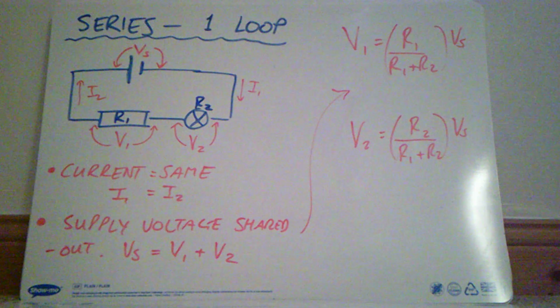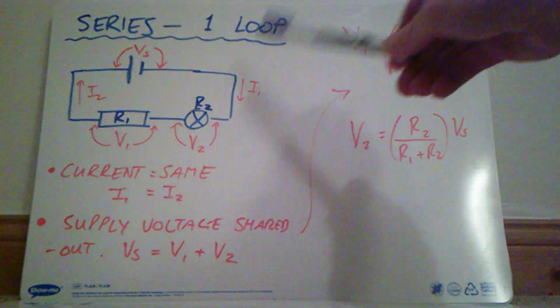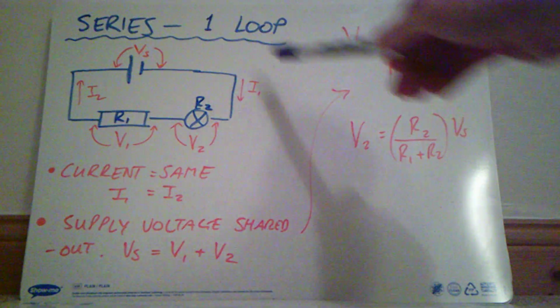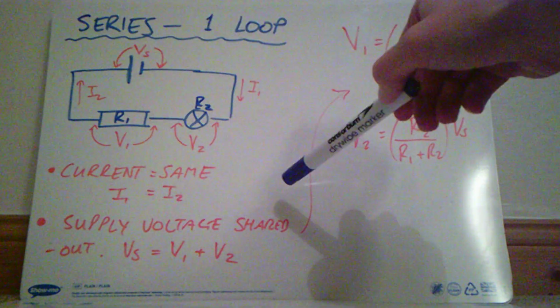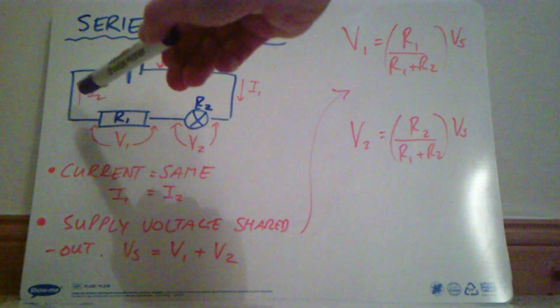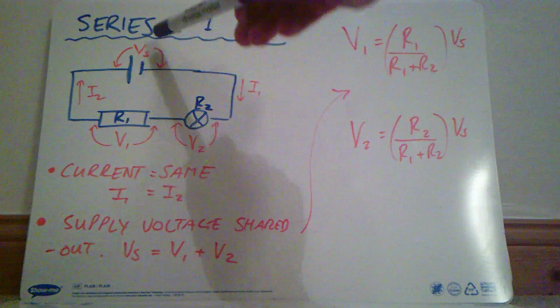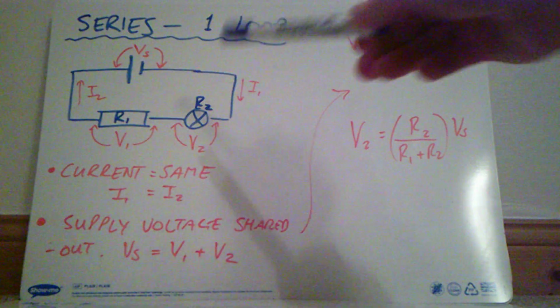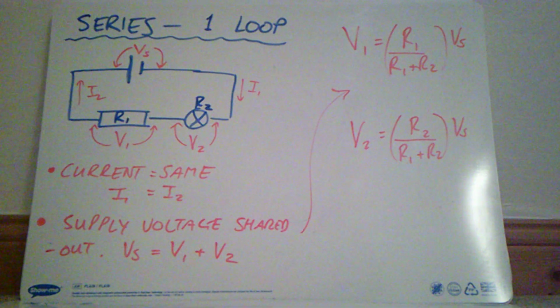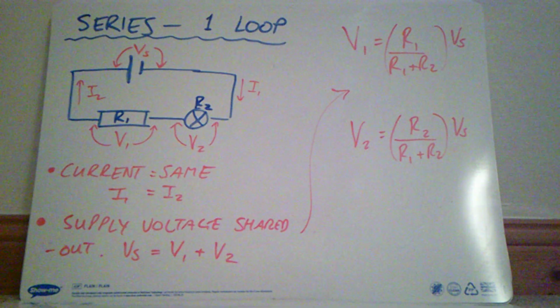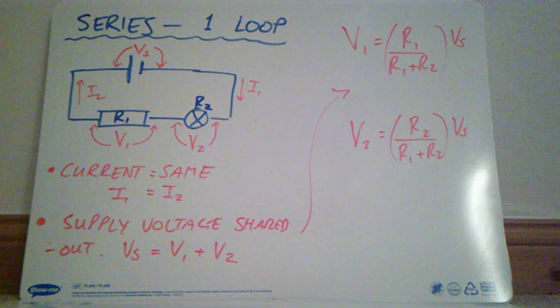Now in a series circuit, the current is the same in all parts of the circuit. So in this case, I1 is the same as I2. The supply voltage, Vs, is totally shared out between the components in the circuit. So the supply voltage here is equal to V1 plus V2, and components which have a big resistance end up with a big share of the total voltage push.